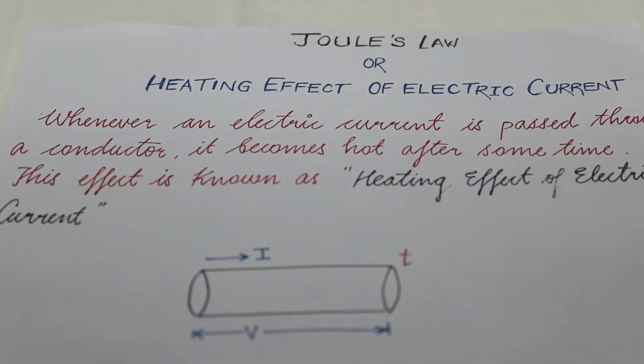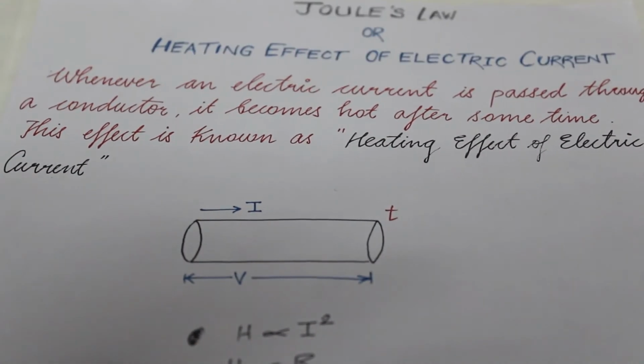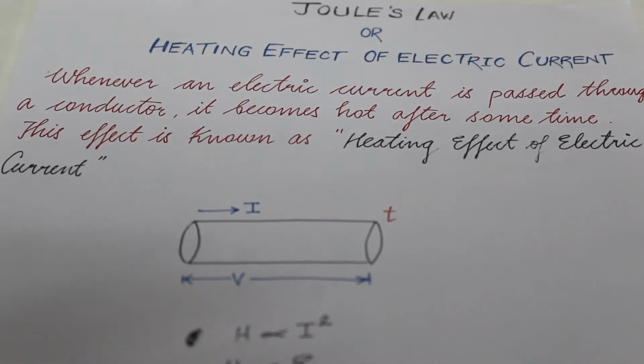Now what is the heating effect of electric current? You might have used a toaster or heater in your home. Now how does a toaster or a heater work? Whenever you connect it to an external supply or a switch, the current starts flowing in the device, and after some time it becomes hot. Now why does this happen? It happens because of the heating effect of electric current. Whenever an electric current is passed through a conductor, it becomes hot after some time. This effect is known as the heating effect of electric current.